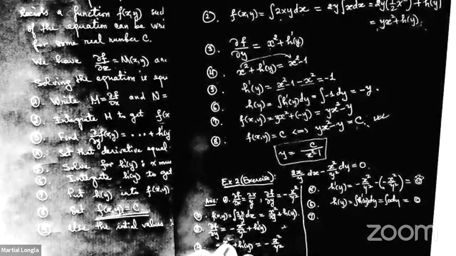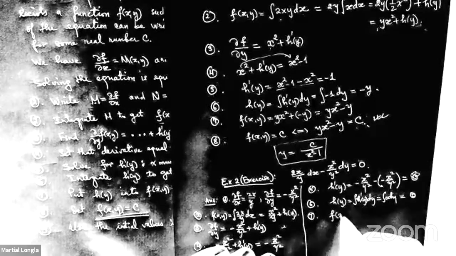So our sixth step, where it says integrate, will just give us h of y equals the integral of h prime of y dy equals the integral of 0 dy equals 0. Yes. And we don't need to care about the constant because we know it's coming next. And step 7 says, put h of y into the formula of f of xy. What did you get there? What is f of xy?